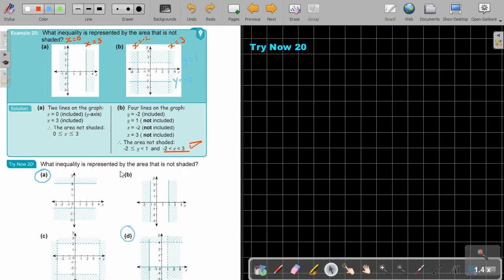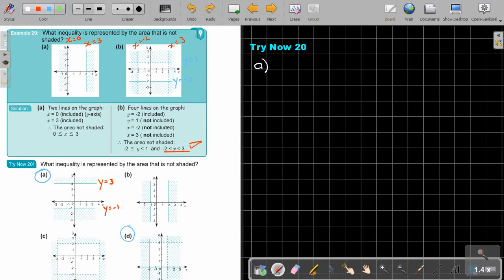So what inequality is represented by the area not shaded? Number A. So again, let's write down: it's cutting the y-axis, so this is y equals 3, and this is y equals -1. Remember, this is dotted, and this is a solid line. So I'm just going to write it here.